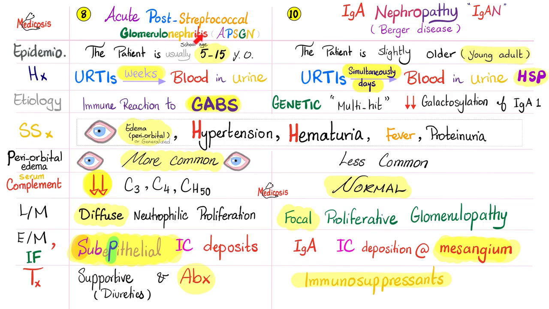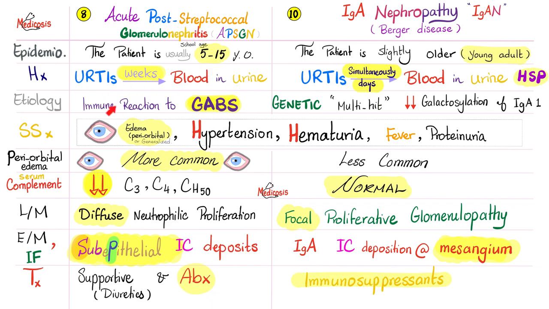Now to the comparison between acute post-streptococcal and IgA nephropathy. In acute post-streptococcal, the patient is usually younger, school-aged kid. But in IgA nephropathy, the patient is usually slightly older, meaning young adult. The time frame is key because both of them can start with upper respiratory tract infection. And then, if you waited weeks, it's acute post-streptococcal. But if it happened at the same time, or at the very least, very few days, this is IgA nephropathy. There is an association with Henoch-Schönlein purpura only in IgA nephropathy, not in acute post-streptococcal.